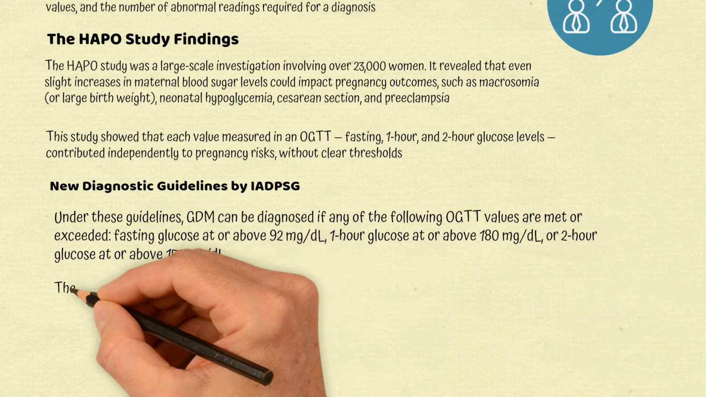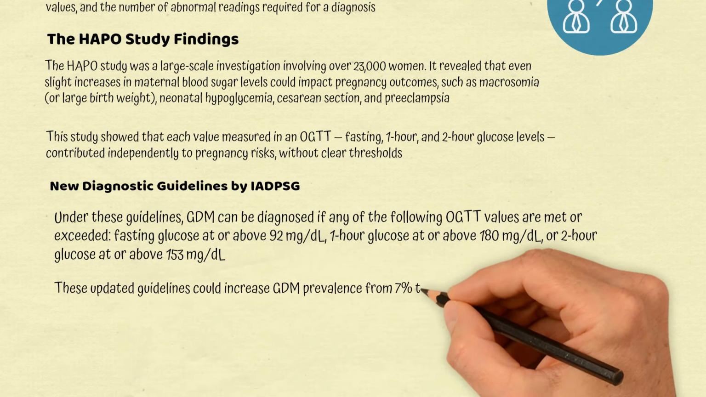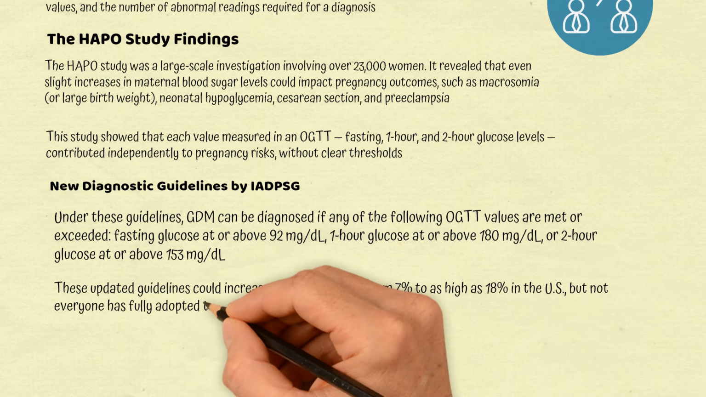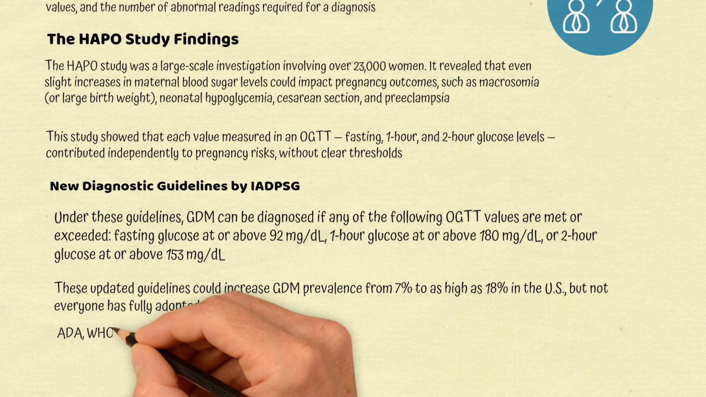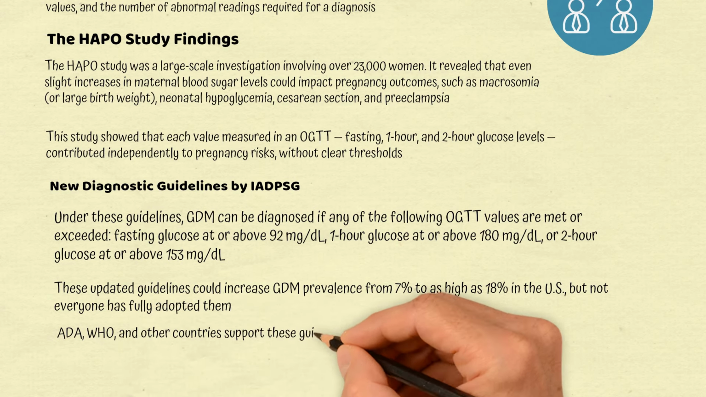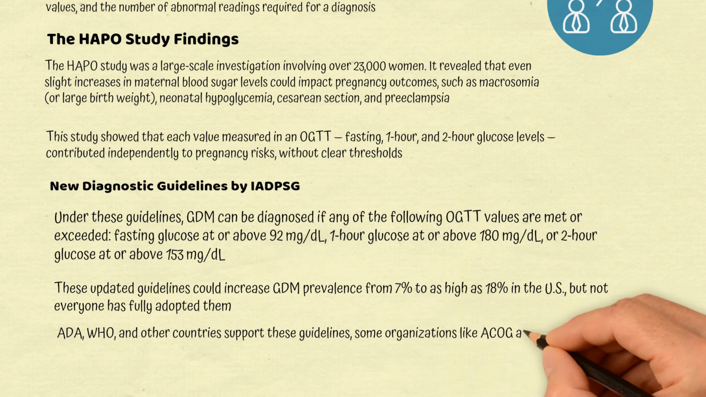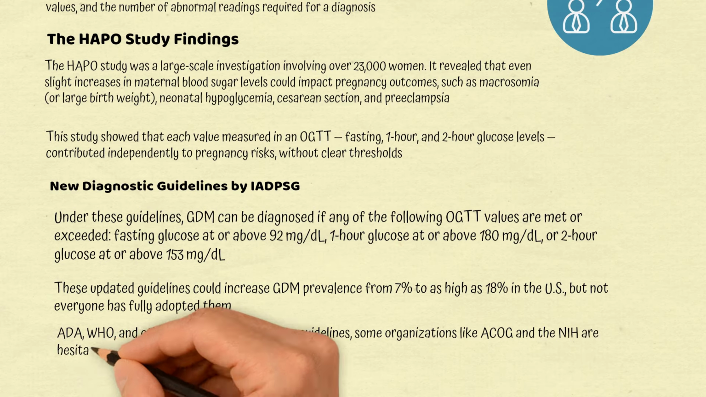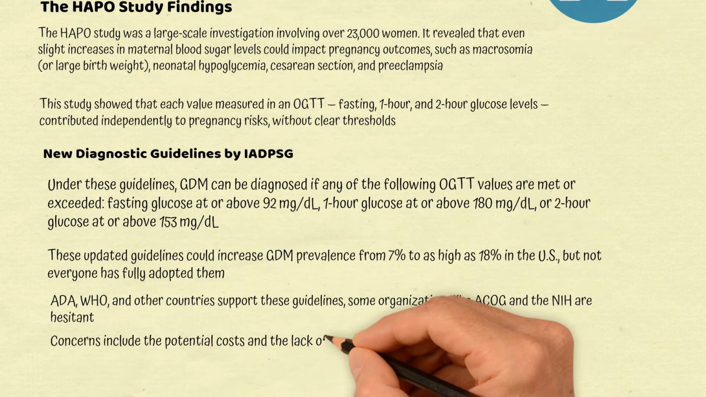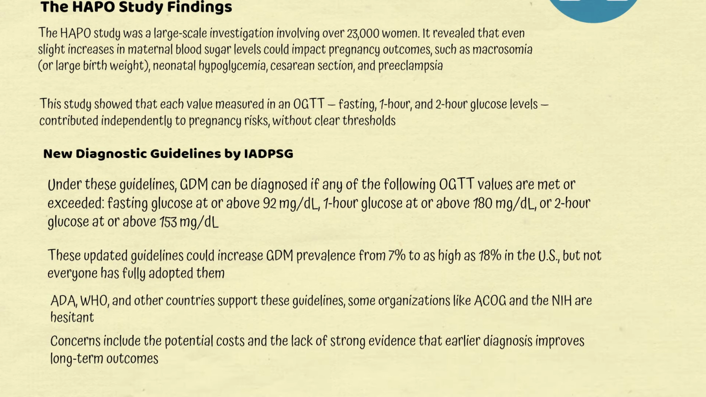These updated guidelines could increase GDM prevalence from 7% to as high as 18% in the US, but not everyone has fully adopted them. While the American Diabetes Association, ADA, World Health Organization, WHO, and other countries support these guidelines, some organizations like ACOG and the NIH are hesitant. Concerns include the potential costs and the lack of strong evidence that earlier diagnosis improves long-term outcomes.